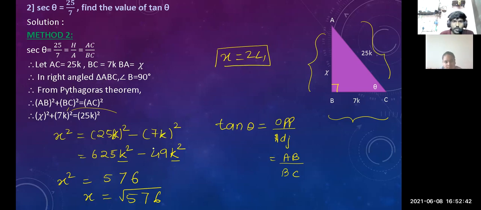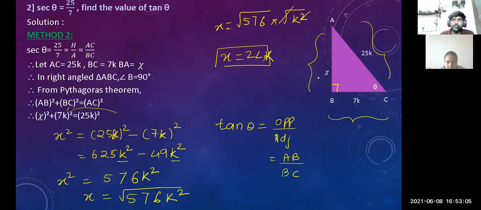Oh, one thing I forgot. Here I forgot to put the K square. So this will become K square here. And then when you subtract, you separate 576 into K square. So this K square will get square root and the square will cancel and you'll have 24K. So this x is 24K. Clear now?